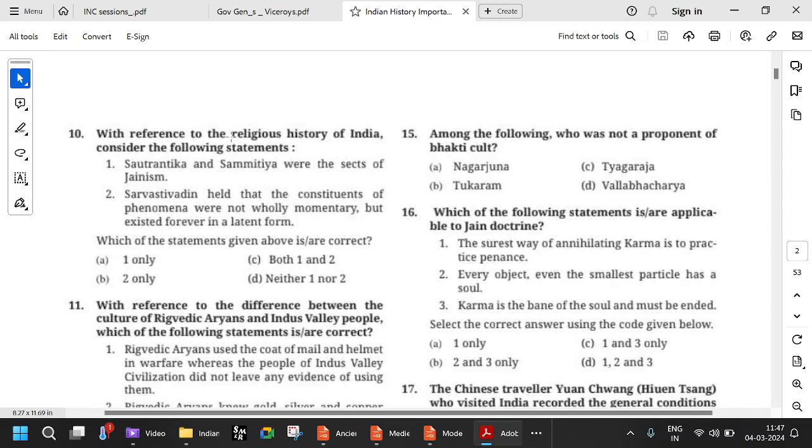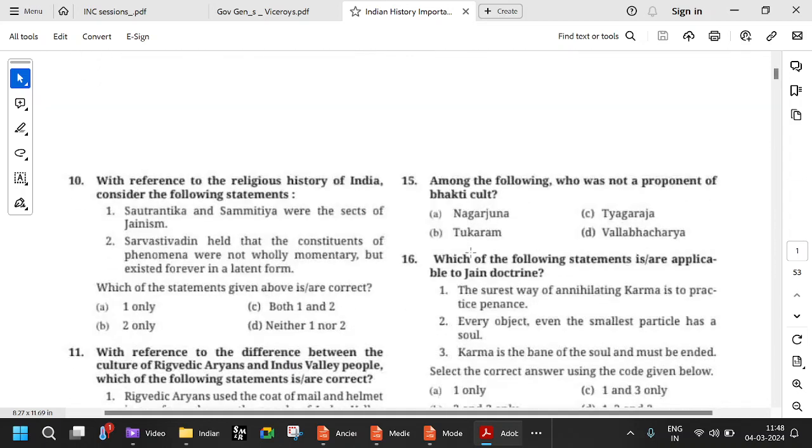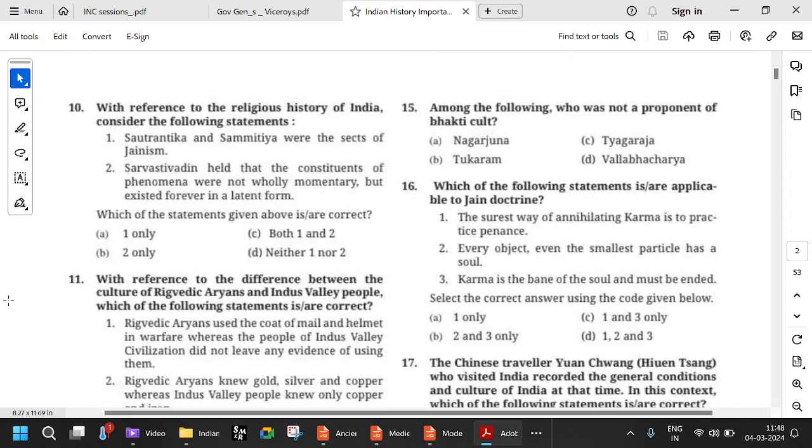Remember that. So, with reference to the religious history of India, consider the following statements. Sautrantika and Samitiya were sects of Jainism. So it is wrong. Sautrantika and Samitiya are sects of Buddhism. Very important. And Sarvastivada is also a theory of Buddhism. It believes that the constituents of phenomena were not wholly momentary but existed forever in a latent form. That means whatever is there will also be there in the future. So that is the Sarvastivada theory of Buddhism. Sthanakavasi is related to Jainism, but Sarvastivada is related to Buddhism. And Sautrantika and Samitiya are also related to Buddhism.